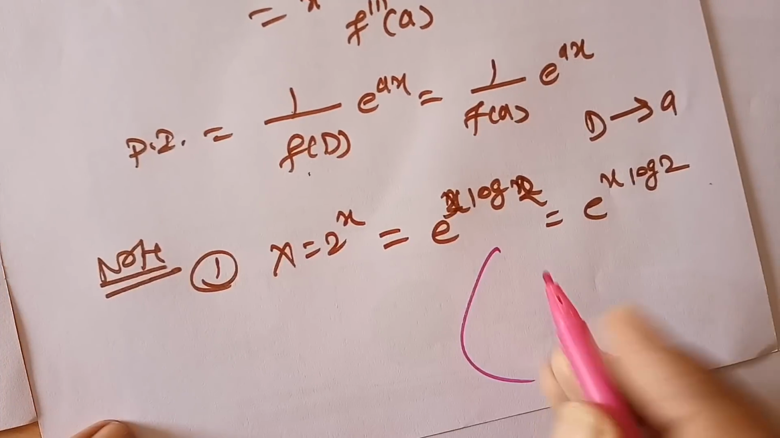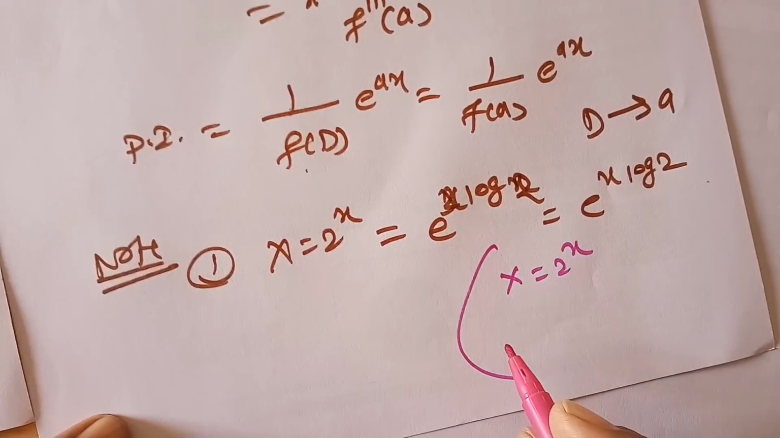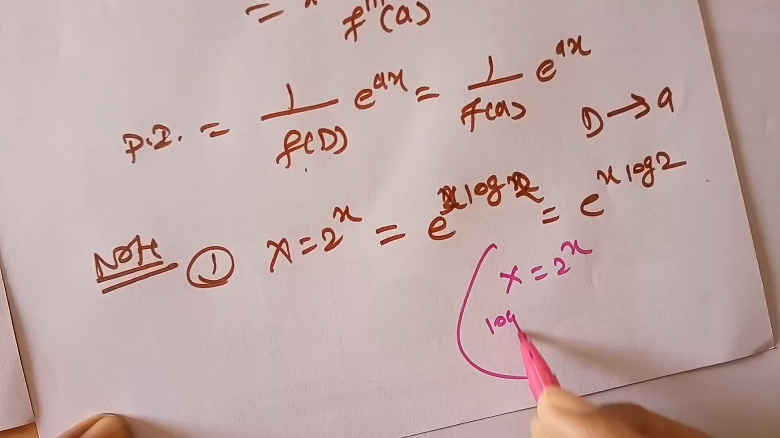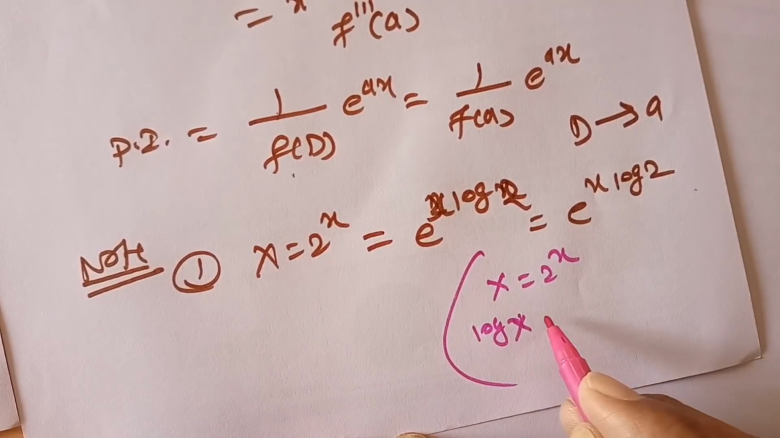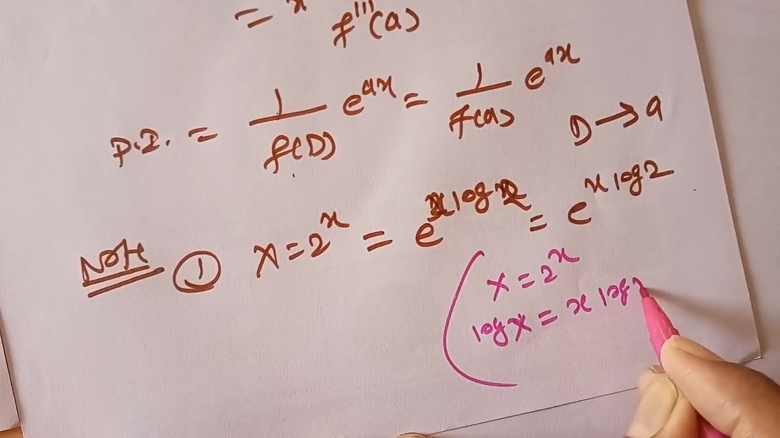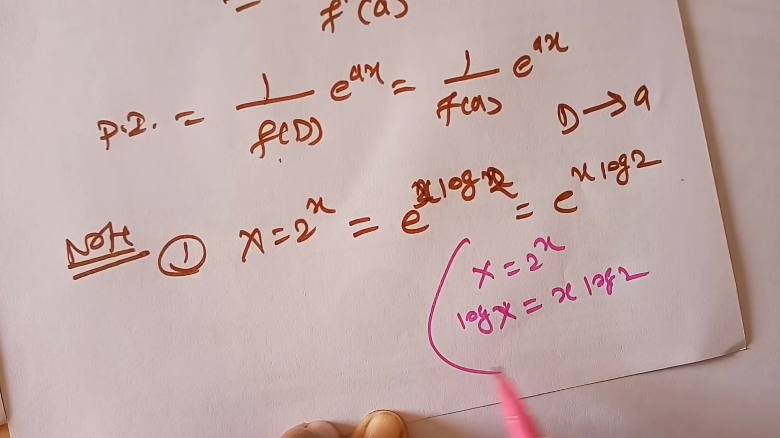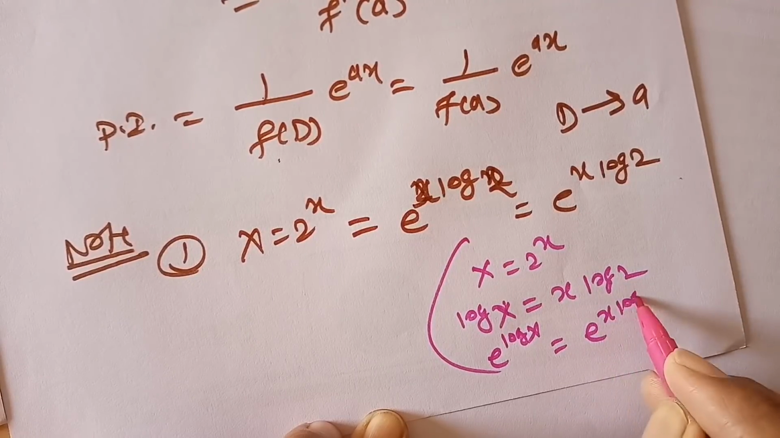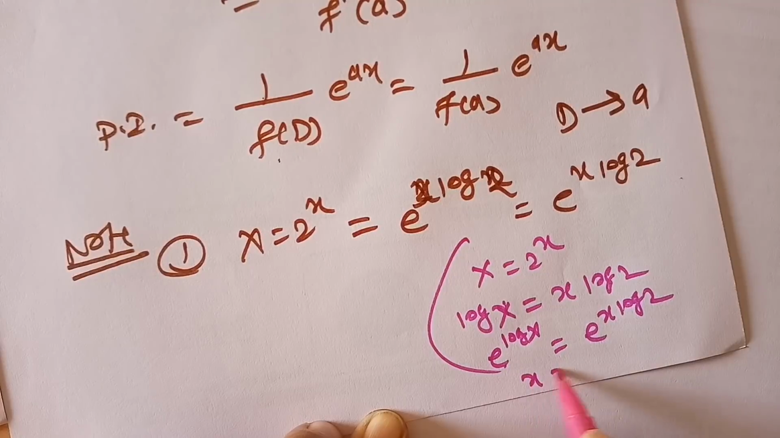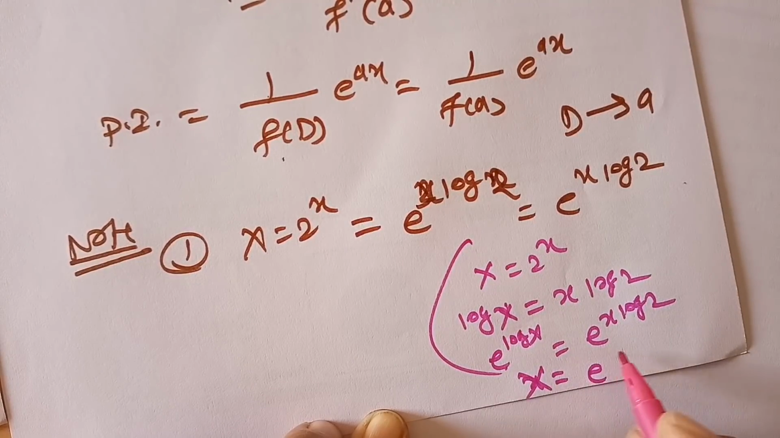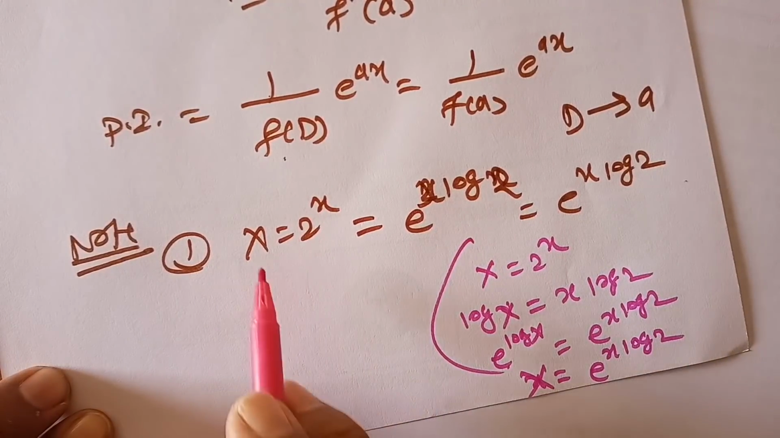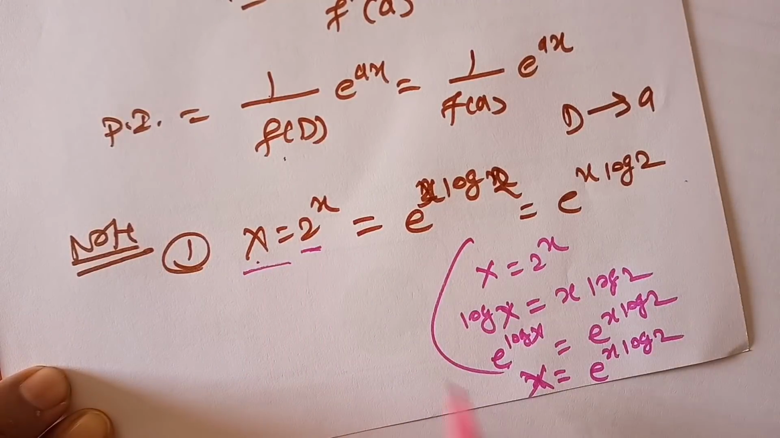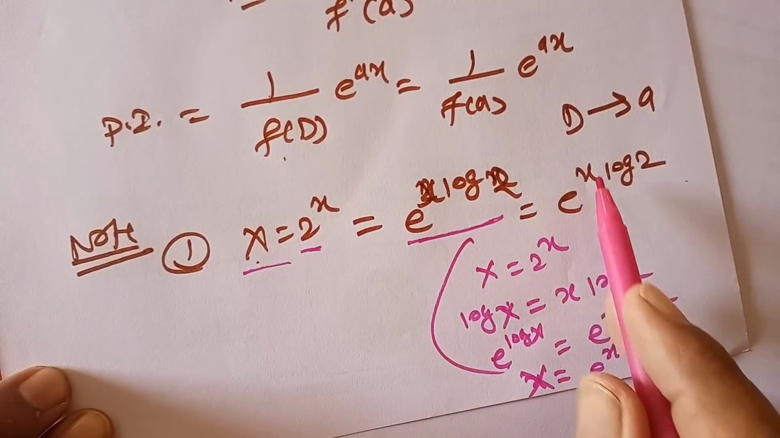Here, X is equal to 2 raised to power x. If we take log on both sides, this gives log X is equal to x into log 2, and if we raise this to the power e, e raised to power log X is equal to e raised to power x into log 2. Again, e raised to power log X is nothing but X, so this X is equal to e raised to power x into log 2, and therefore 2 raised to x is nothing but e raised to x into log 2.